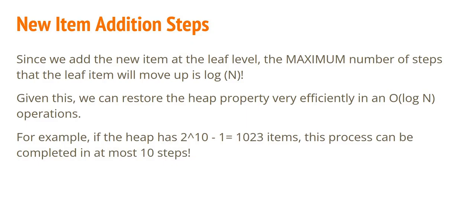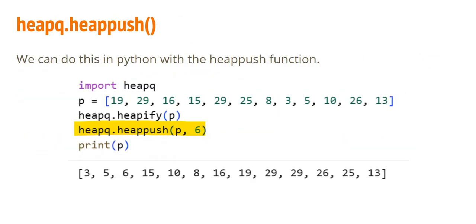And when it comes to Python implementation, well, in the heapq module, there is a function called heappush. So notice here, I have a list here, the list of priorities that we are looking at. I go and heapify this first. Remember, this happens in place, which means P is now heapified. I am telling heapq to push into this a 6.